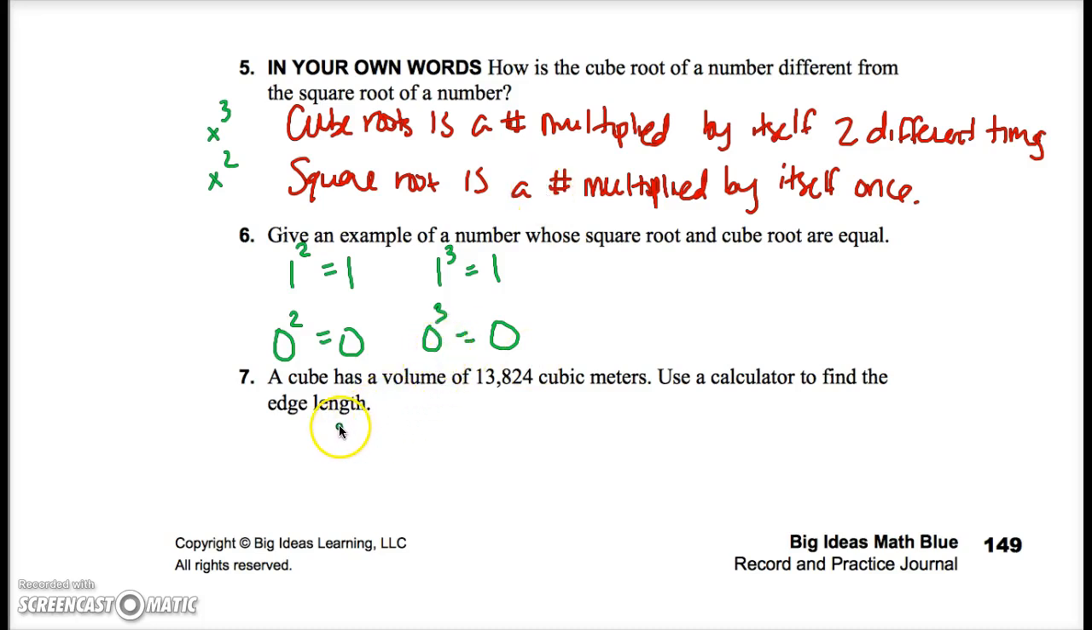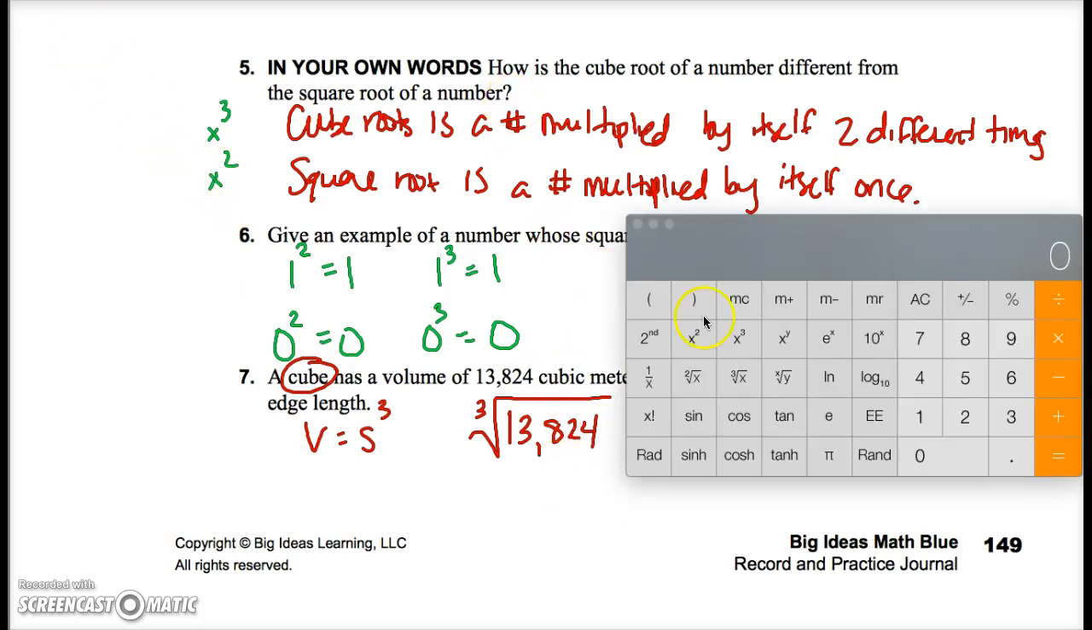Okay. Number 7 says a cube has a volume of 13,824 cubic meters. Use a calculator to find the edge length. So, first thing it tells us is it's a cube. That means all the sides have to be the same. And to find the volume, you take the side length and cube it. So, to get this, we're just going to take the cube root of 13,824.